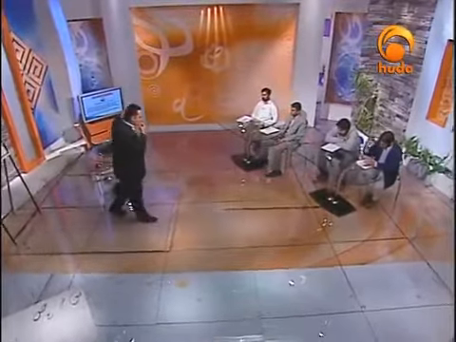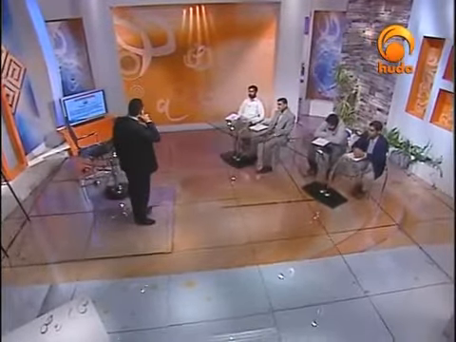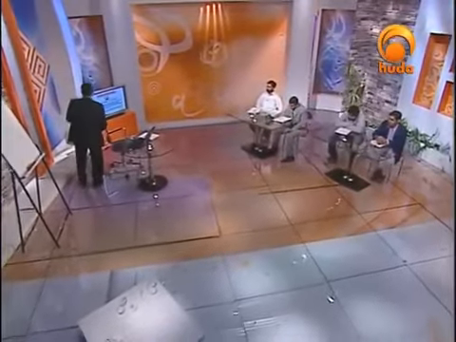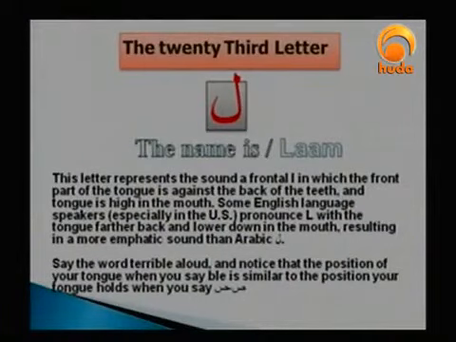Now let me just move on to another Arabic letter here, which is lam. Let me just have a look at the slide here. It says this letter represents the sound, a frontal L, in which the front part of the tongue is against the back of the teeth, very close to L. The tongue is high in the mouth. Some English language speakers, especially in the US, pronounce L with the tongue farther back and lower down in the mouth, resulting in a more emphatic sound than Arabic lam.